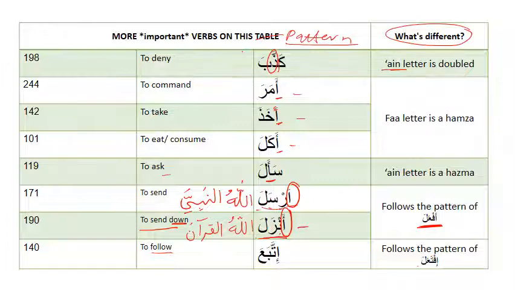Ittaba'a, it follows the pattern of ifta'ala. Ittaba'a means to follow. Okay, but it follows the same pattern, so it would be ittaba'a, ittaba'u, ittaba'at, ittaba'ta, ittaba'na. So it stays the same.